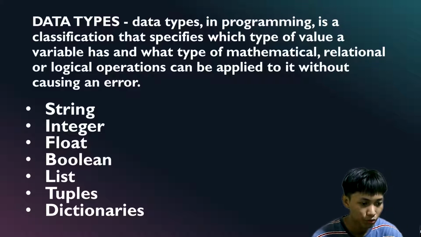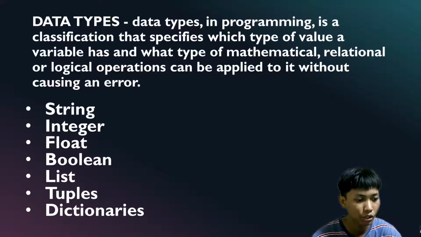Next, we have tuples. Tuples are used to store multiple items in a single variable. Tuple is one of the four built-in data types in Python used to store collections of data. The other three are list, set, and dictionary, all with different qualities and usage.